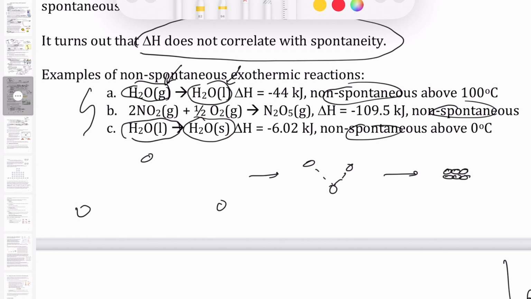So it seems to me that if you're going from something that's really sort of free to move around to something that's less free to move around, a little bit more restricted, a little bit more organized, that process is not spontaneous, okay? So going from here to here is not spontaneous.